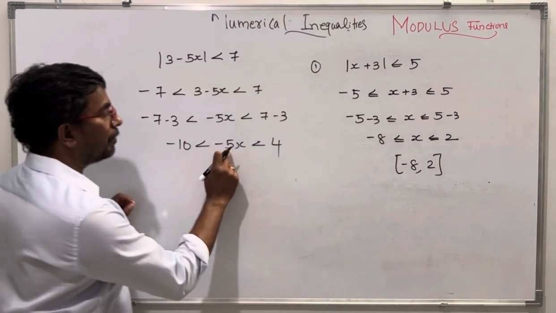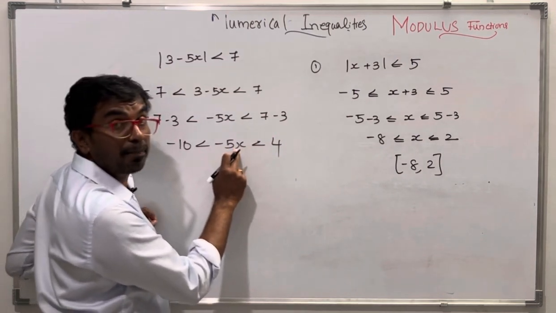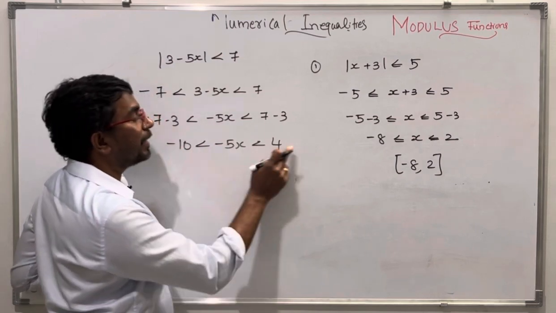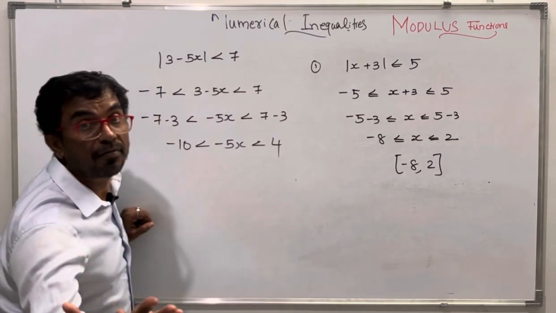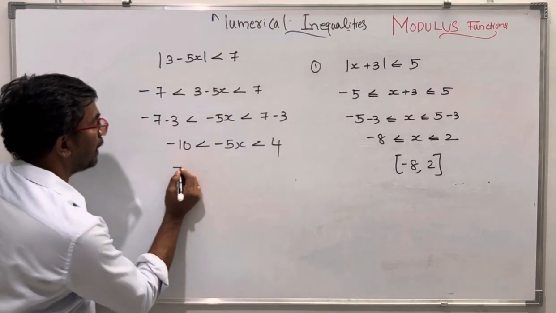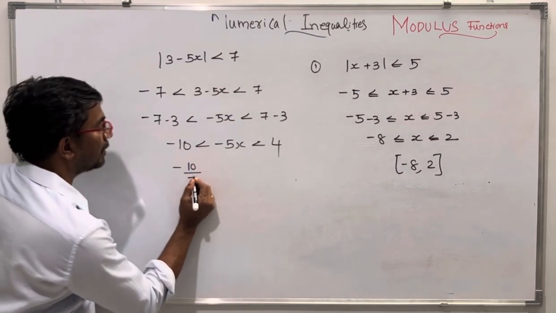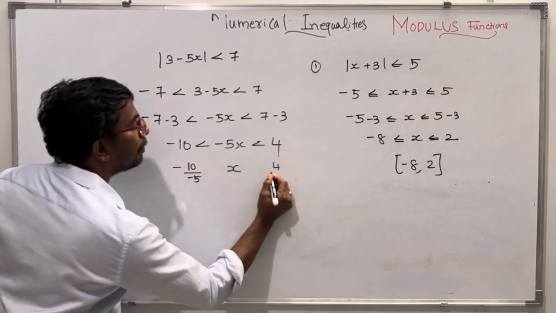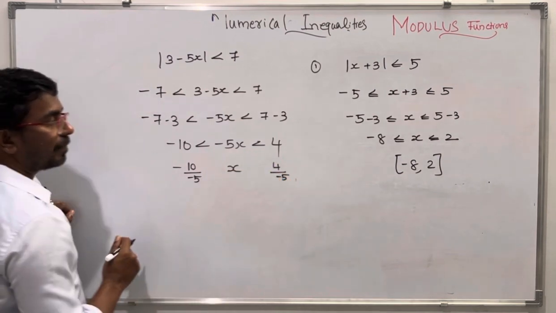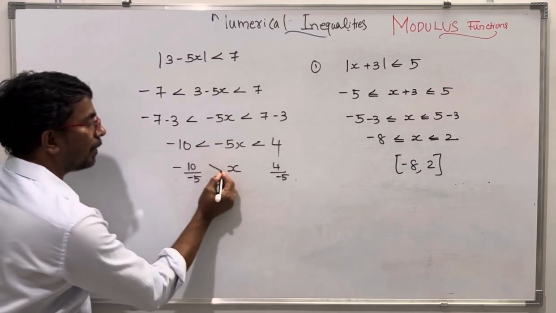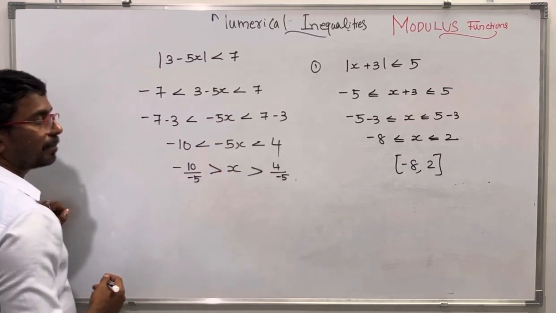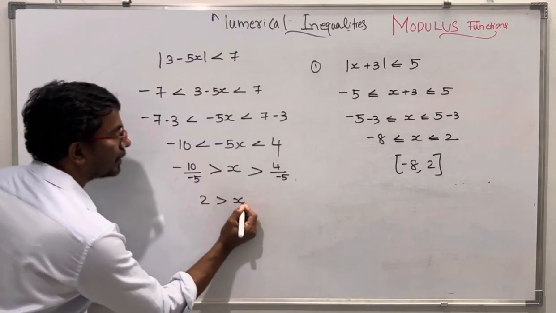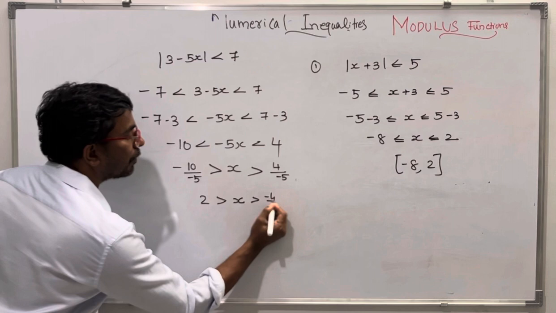Now what should I do? I should divide by this negative 5 to make it 1x. When you divide by a negative number, the inequality will flip. So minus 10 by minus 5, here x, here 4 by minus 5. So this will flip and it will come like this. So this will be 2 greater than x greater than minus 4 by 5.